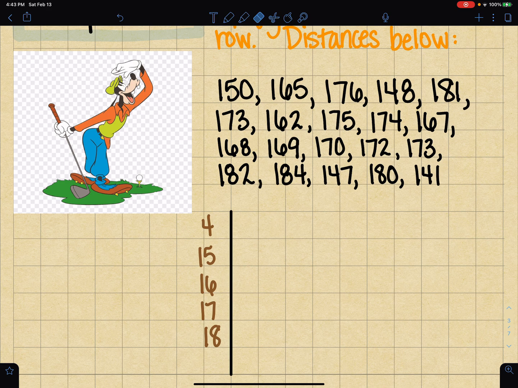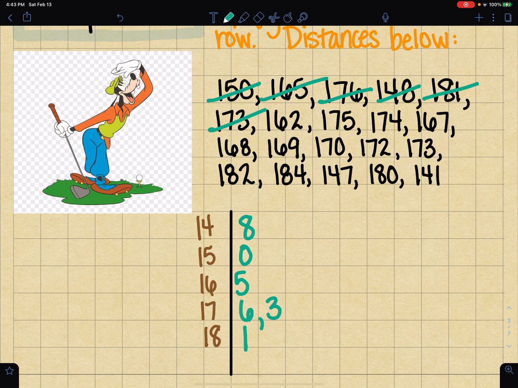Okay, here we go. So I'm going to take 150 and I'm going to put it there. I'm going to take 165 and put it there. 176, put it there. 148, 181, 173, 162. Do you see what I'm doing?